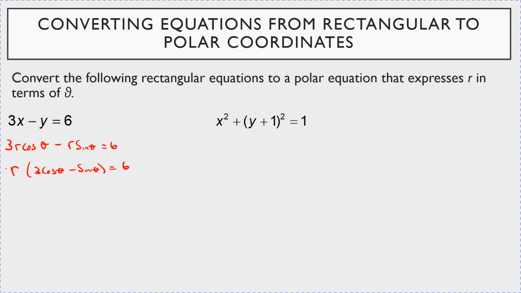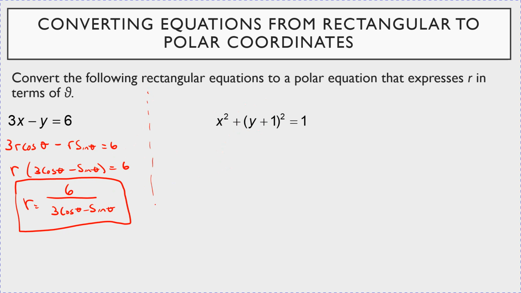And then look, to get r by itself, I'm just going to divide this over. So I have r is equal to 6 divided by 3 times cosine of theta minus sine of theta. All right, now this one is going to be a little bit more tricky.